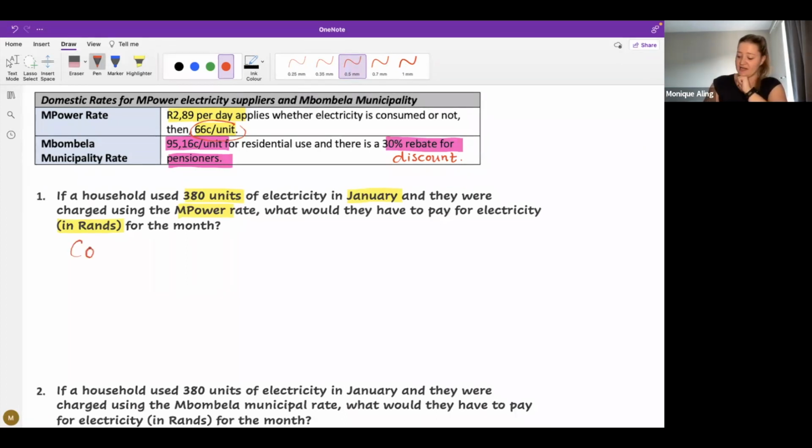So let's look at how we'd work out the cost for the M-Power tariff. So first up, before this household even uses electricity, they are going to be paying R2.89 per day. How many days are we working out for?